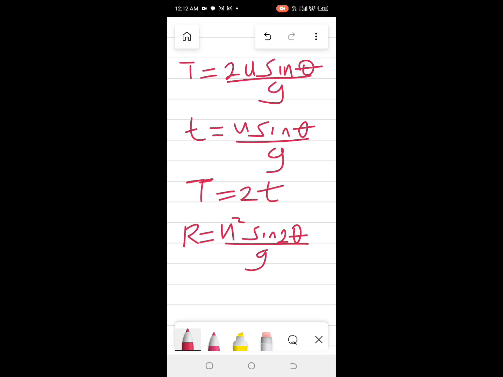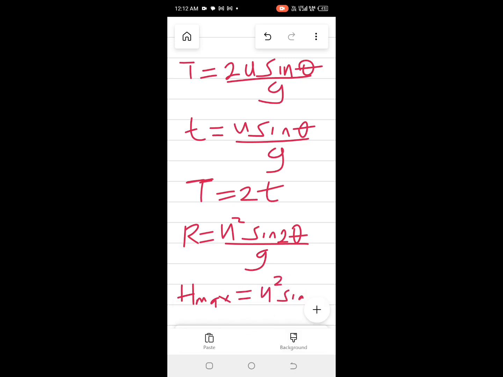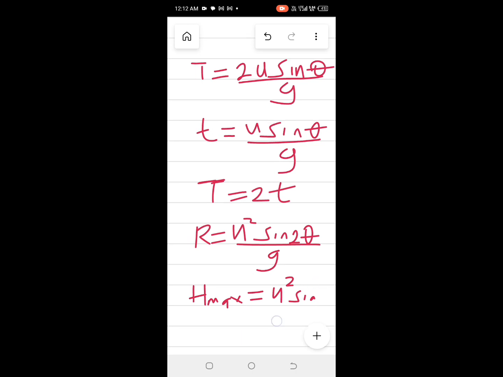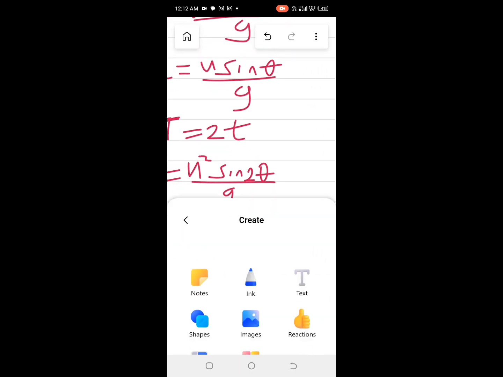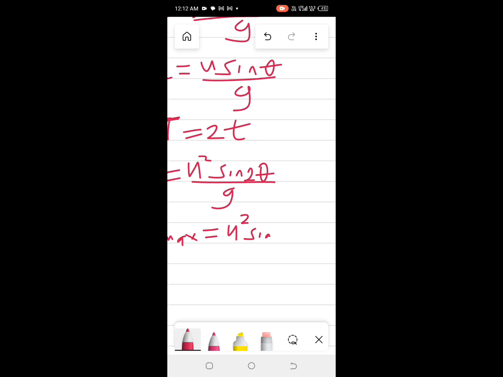All right. And the last one is maximum height. They can ask you to calculate the maximum height reached. So h max, which is the maximum height, is given as u squared sine squared theta over 2g.